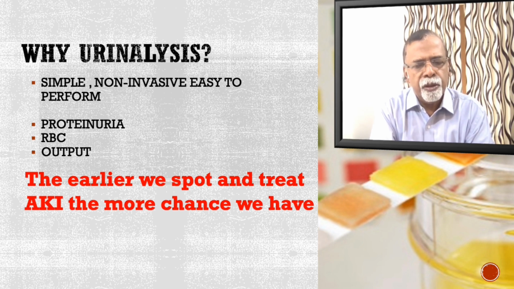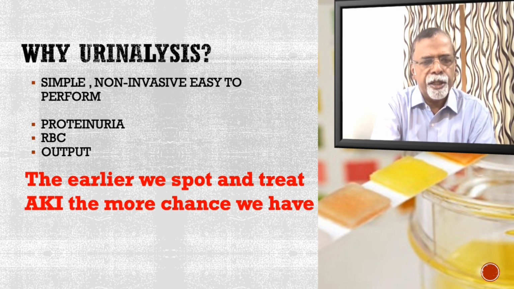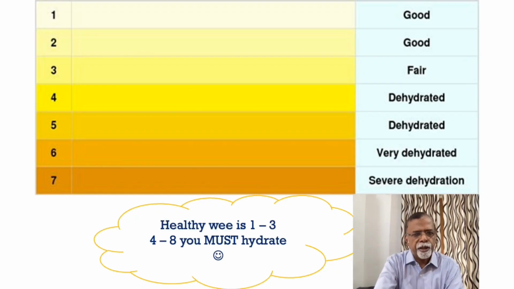Measuring the urine output is also fundamental because it is a criterion for diagnosing AKI. The color of urine is important. So, when the color changes from yellow to brown, suspect dehydration. So, simple checking of the color of urine.